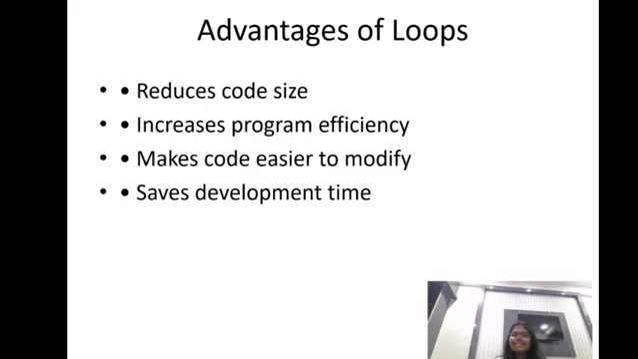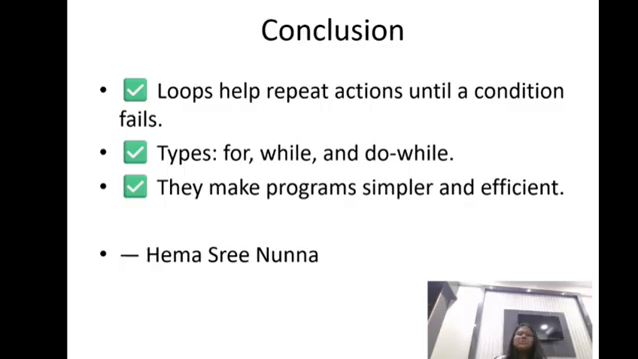Advantages of loops. I think as of now we understood that loops make our programs much more efficient, easier to read, and much faster to develop. They are a core part of problem solving in programming. And conclusion. To conclude, let's recall what we have learned. Loops help repeat the actions until a condition fails. And there are three types of loops, that is for, while, and do while. And they make programs simpler and efficient.